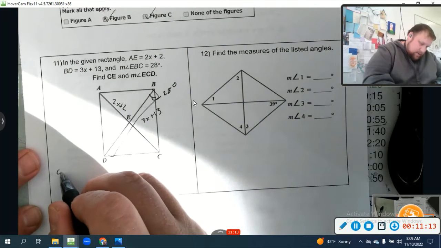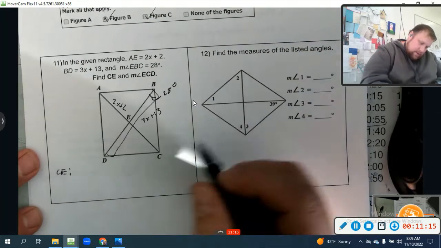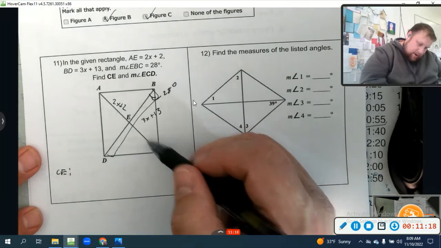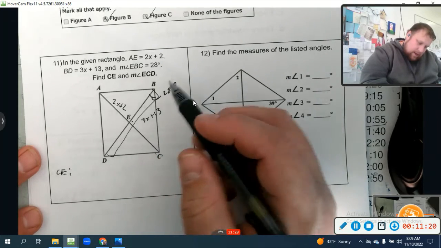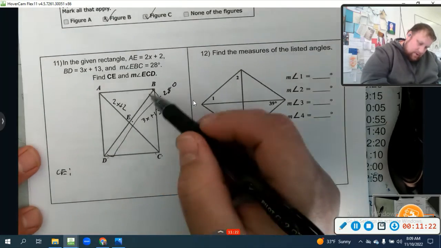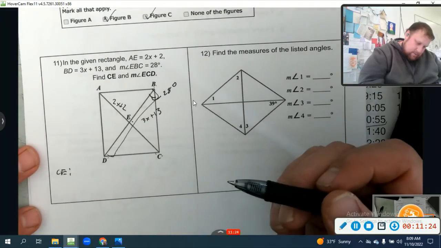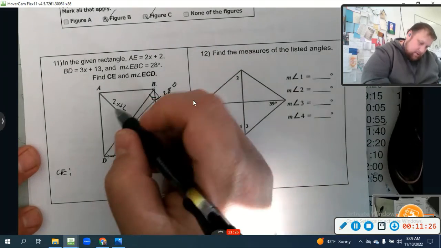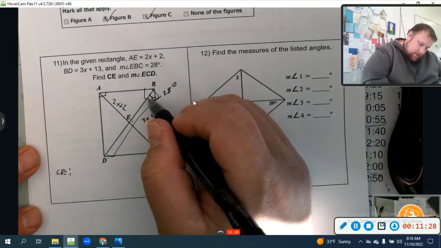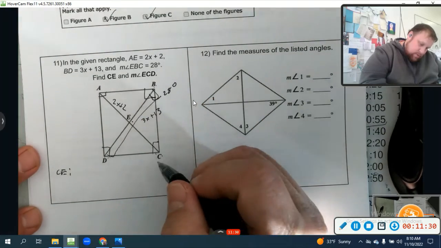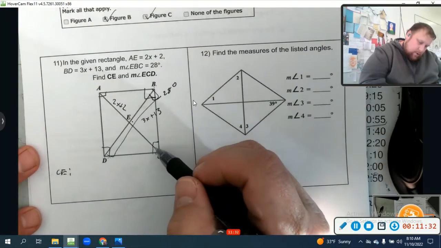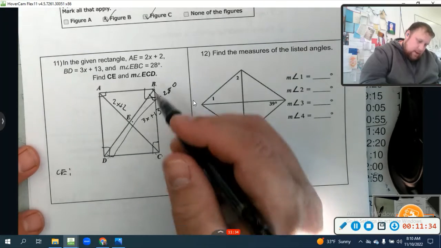So CE is interesting because I want this half right here, right? But to get it, I know that these two diagonals are congruent to each other, okay? Because it says it's a rectangle, which means these are all 90 degrees, right? So we know the diagonals are congruent. If the diagonals are congruent, I also know that they cut each other in half.